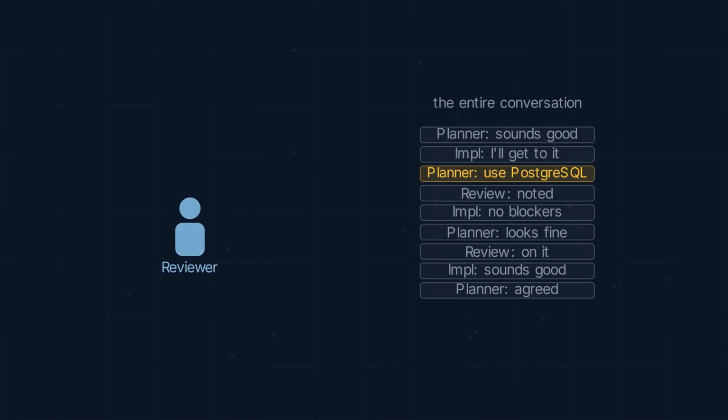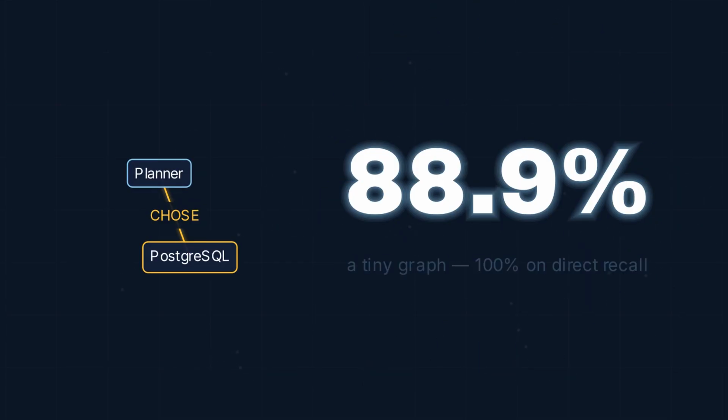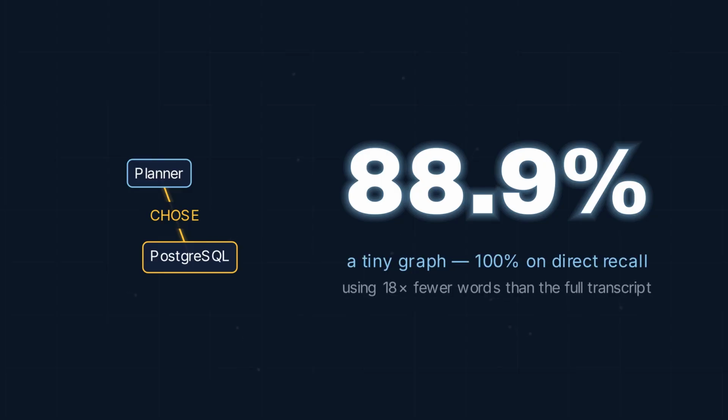Three AI agents were building a project together. One of them made a decision, and 20 turns later, another agent asked what it was. The entire conversation was right there in front of it, and it still couldn't answer. But a tiny graph got it right, using 18 times fewer words. How?